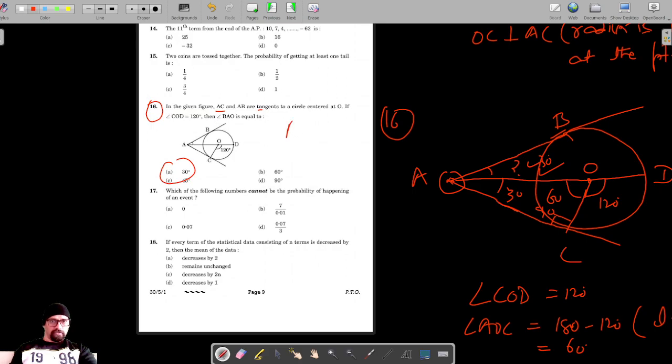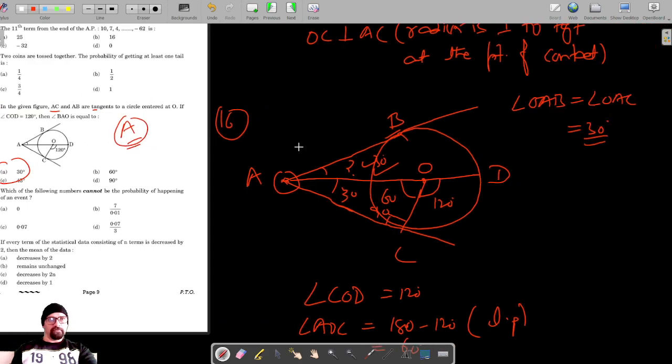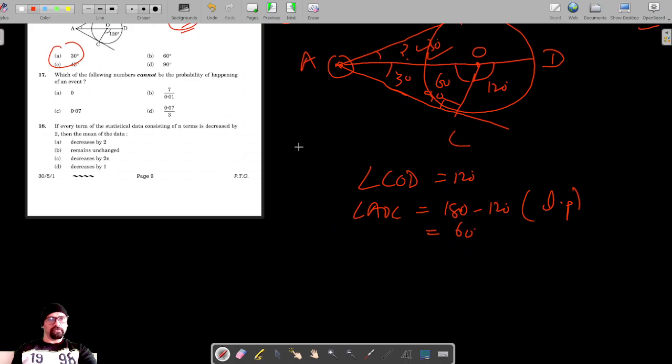So option A is the correct answer for question number 16. Let's move on to question number 17.